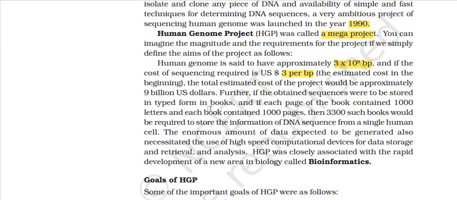Further, if the obtained sequences were to be stored in type form in books, and if each page of the book contained 1,000 letters and each book contained 1,000 pages, then 3,300 such books would be required to store the information of DNA sequence from a single human cell. The enormous amount of data expected to be generated also necessitated the use of high-speed computational devices for data storage and retrieval and analysis. HGP is closely associated with the rapid development of a new area in biology called bioinformatics.